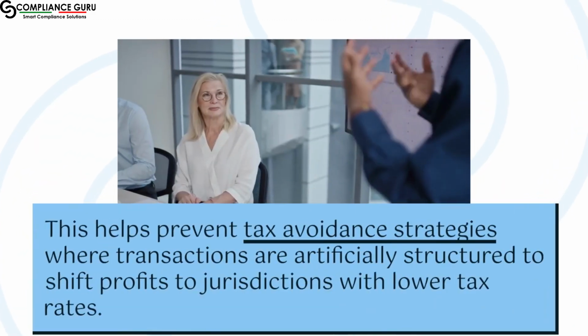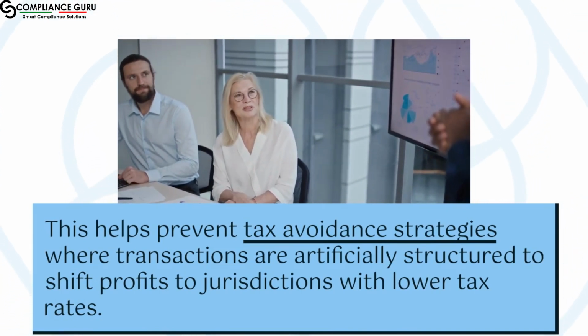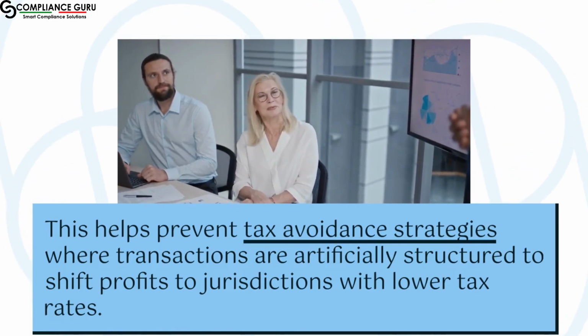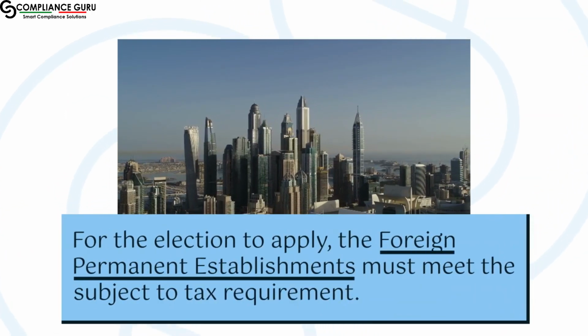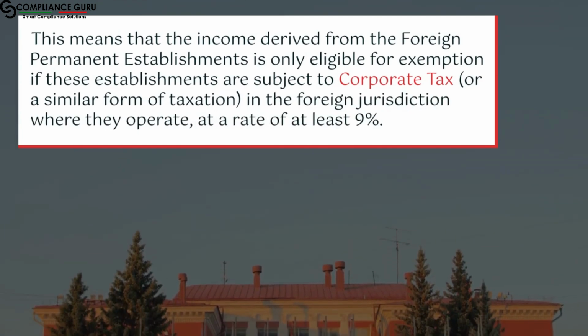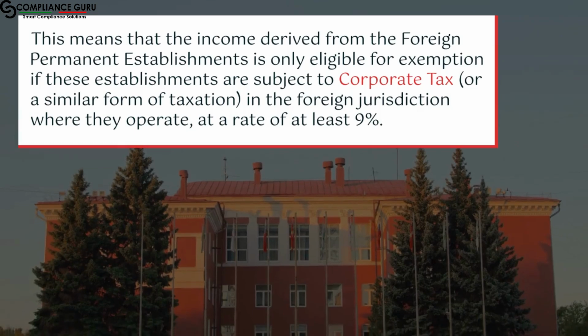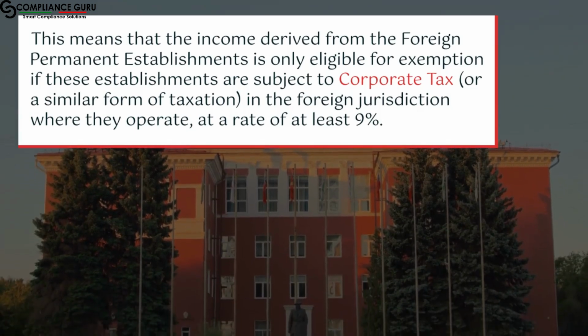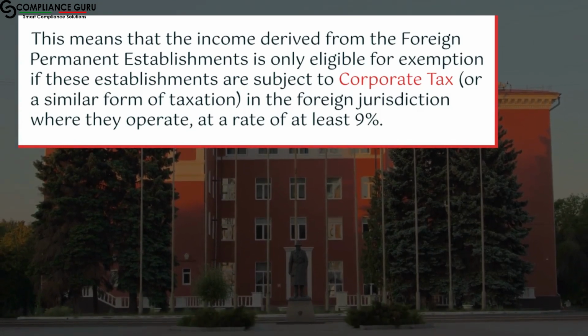This helps prevent tax avoidance strategies where transactions are artificially structured to shift profits to jurisdictions with lower tax rates. 4. Subject to tax requirement. For the election to apply, the foreign permanent establishments must meet the subject to tax requirement. This means that the income derived from the foreign permanent establishments is only eligible for exemption if these establishments are subject to corporate tax, or a similar form of taxation, in the foreign jurisdiction where they operate, at a rate of at least 9%.